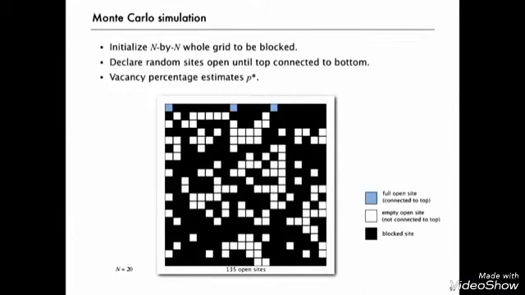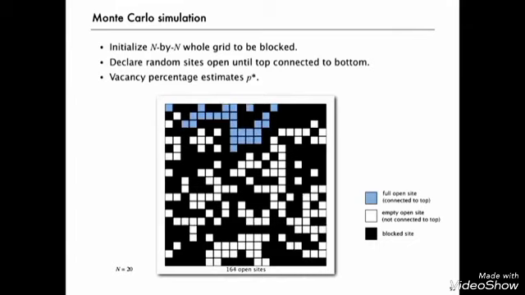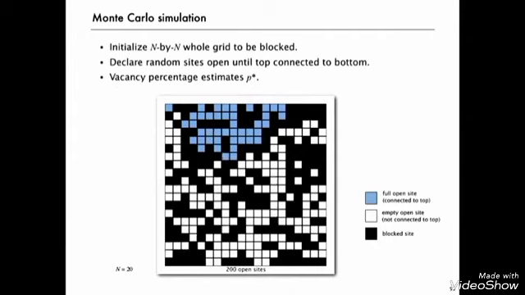So what we're going to run is a so-called Monte Carlo simulation, where we initialize the whole grid to be blocked, all black, and then we randomly fill in open sites. And we keep going, and every time we add an open site, we check to see if it makes the system percolate. And we keep going until we get to a point where the system percolates.